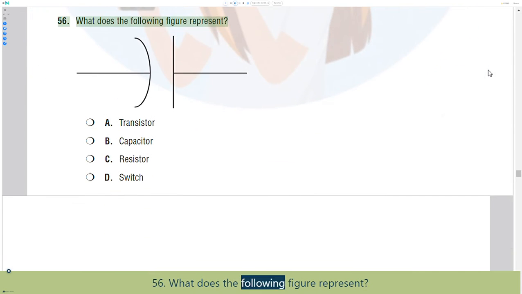56. What does the following figure represent? A. Transistor. B. Capacitor. C. Resistor. D. Switch.